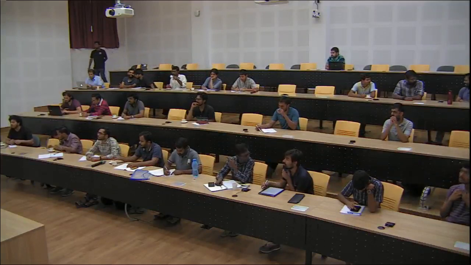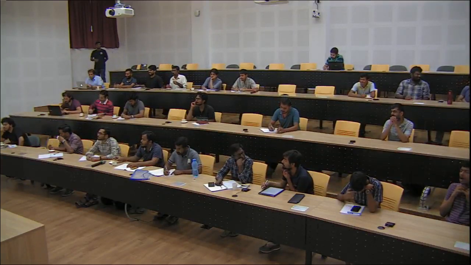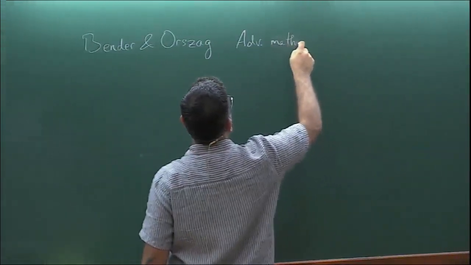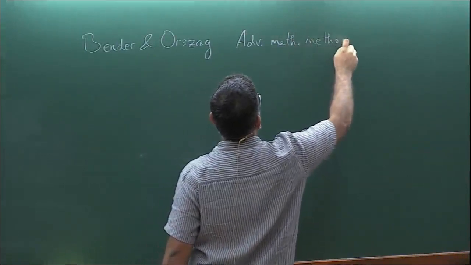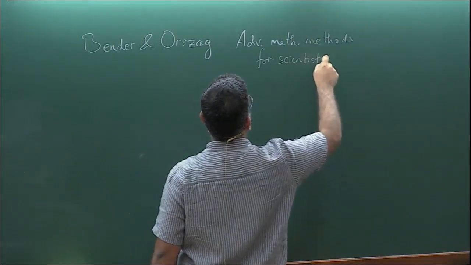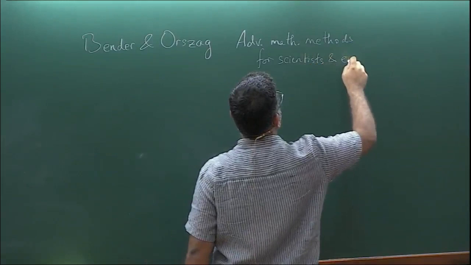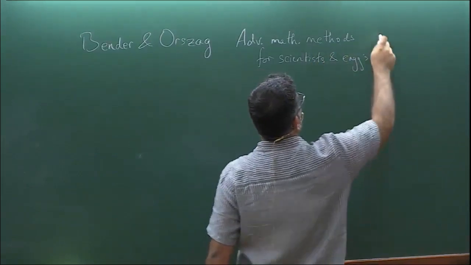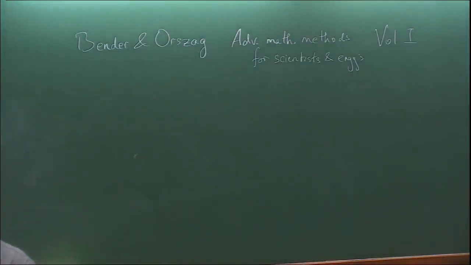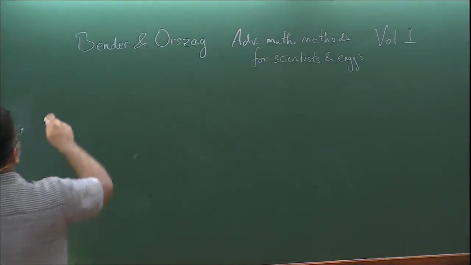The classic reference is a book by Bender and Orszag. It's got a long title. I think it's something like Advanced Mathematical Methods for Scientists and Engineers. I might have got this wrong. But I do remember that it's called Volume 1. It's one of these interesting books that doesn't even have a Volume 2, but it's called Volume 1. Okay? So this is the classic reference.